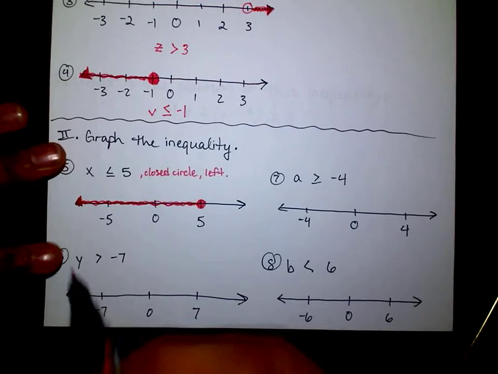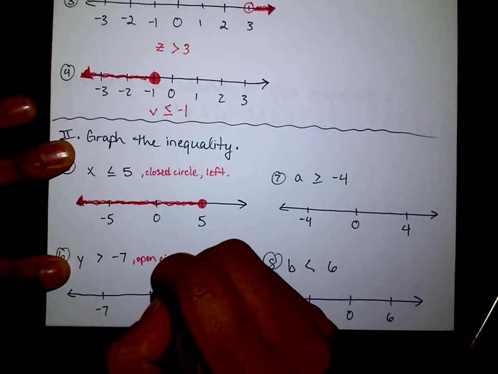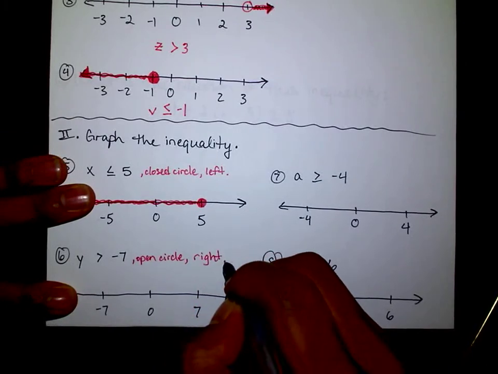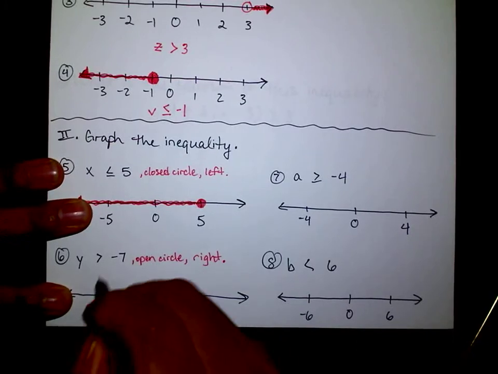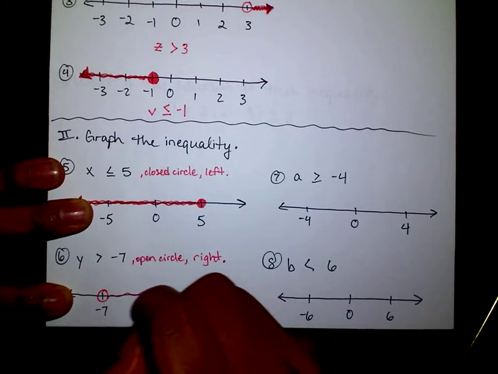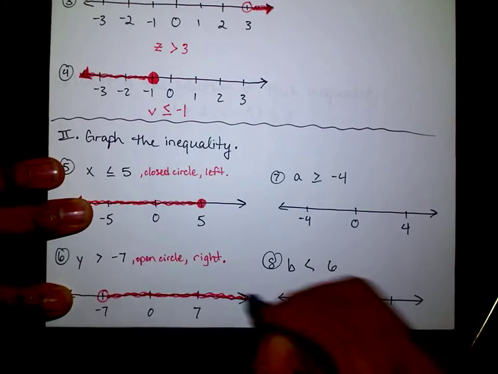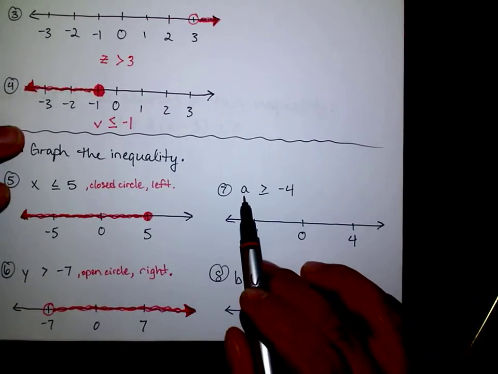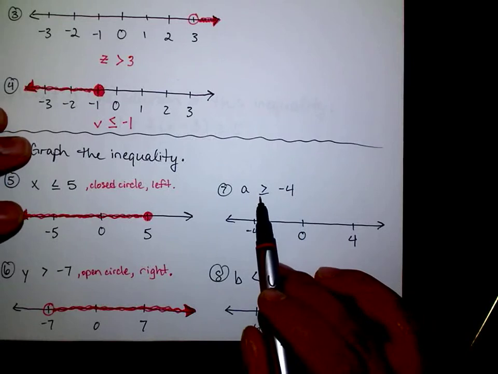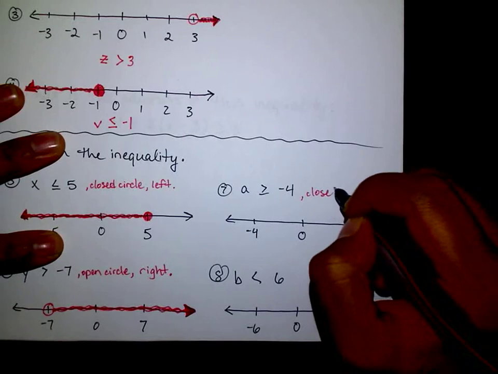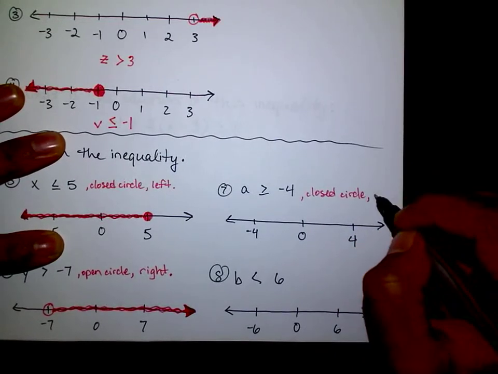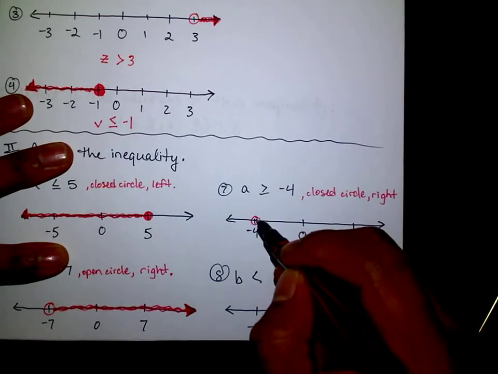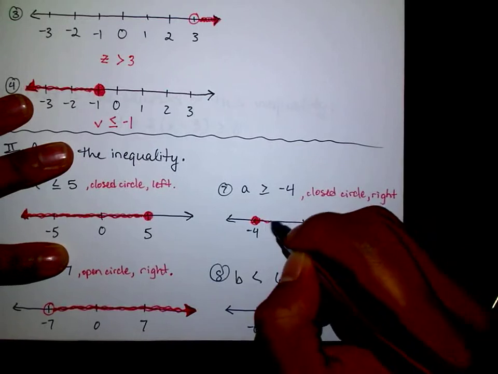Number 6 is going to be an open circle. And this one's going to be going to the right. So open, going to the right. Okay. Alright, let's take a look at number 7. It says that a is greater than or equal to -4. Well, the equal to gives us the closed circle. And it's going to be going to the right because it's greater than. So closed, going to the right.